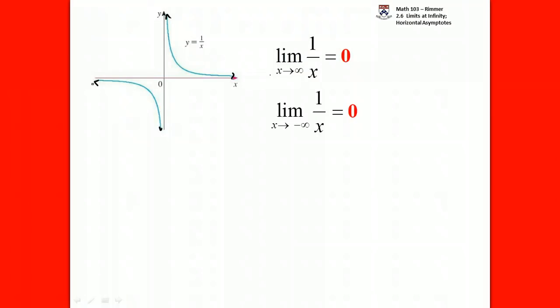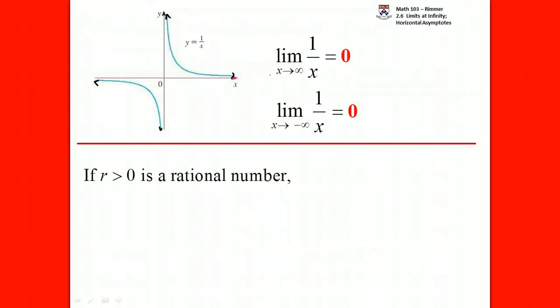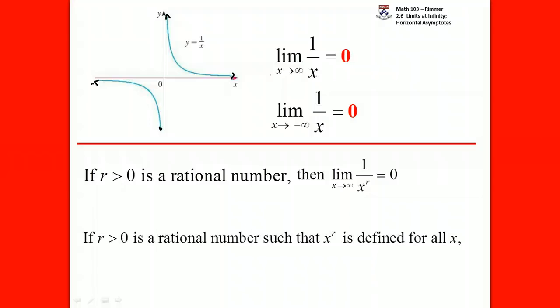This is the building block that we'll use, this particular function, 1 over x. Any power of x in the denominator other than 1, the same action is going to happen. If I look at 1 over x to the r, where r is any rational number, I'll still go to 0. And then I need the thing to be defined, of course. I can't have something where I don't have the definition.